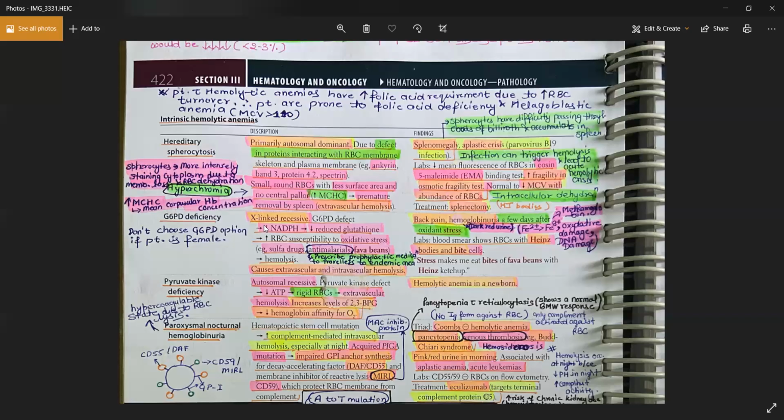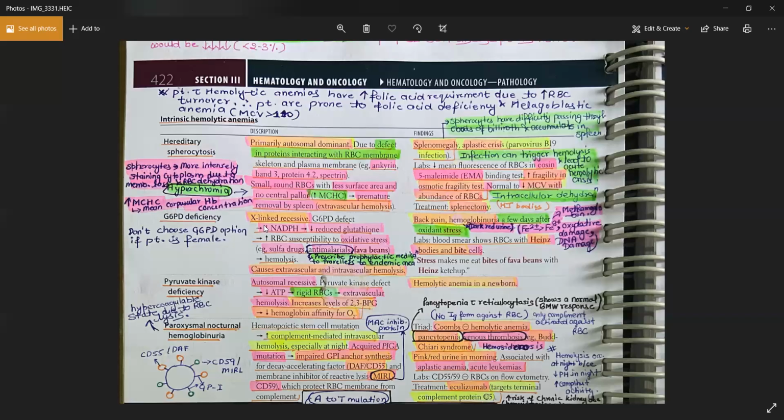So they can also mimic this Gilbert syndrome type, because in that case also you will have the high level of bilirubin after some kind of stress. Okay, so you can get the back pain, you can get the hemoglobinuria, a few days after the oxidative stress, any kind of illness, any kind of infection, or the drug therapy, right? You will have the intravascular hemolysis, so we'll have the hematuria also, right?